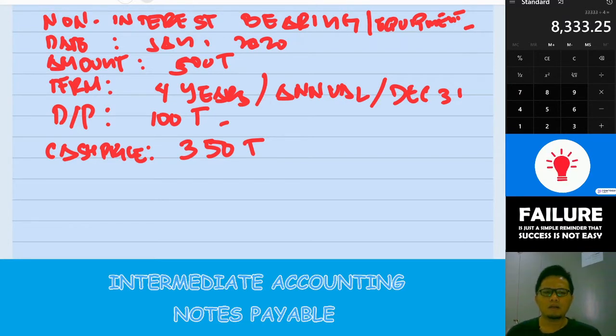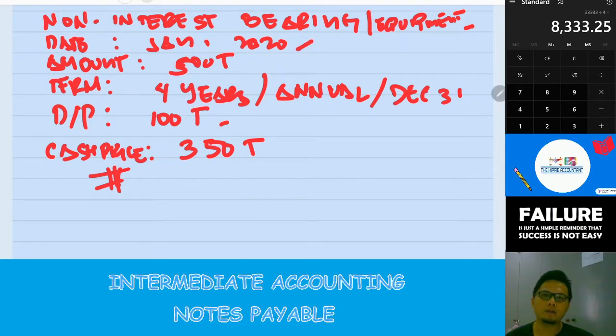So again, our rule here is, if it is a non-interest bearing note, then the fair market value should be equivalent to your cash price. Or basically, the note should be measured at your cash price. Right? So okay, in this example, let's say we are on the same date, January 1, 2020.